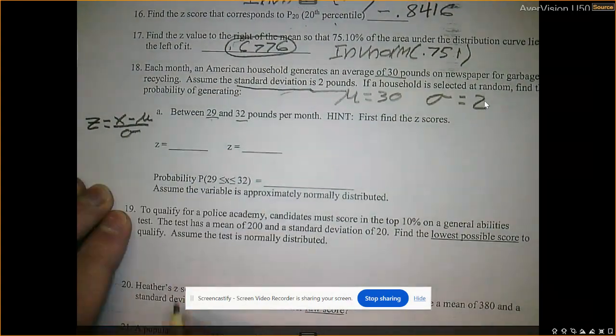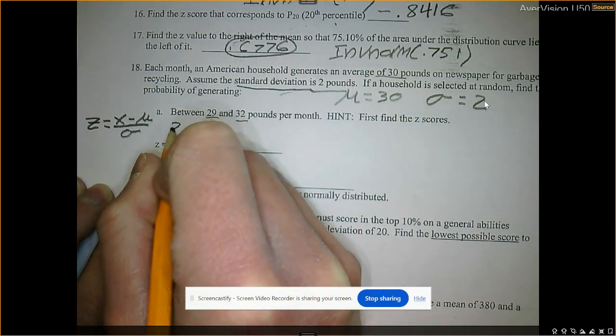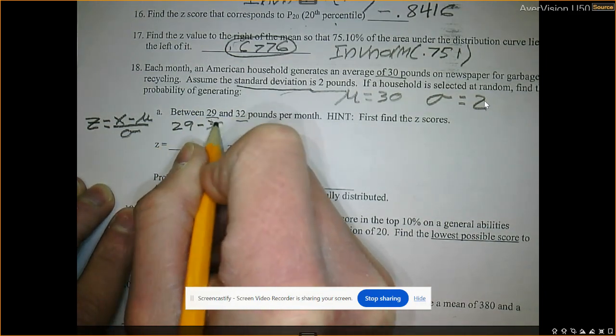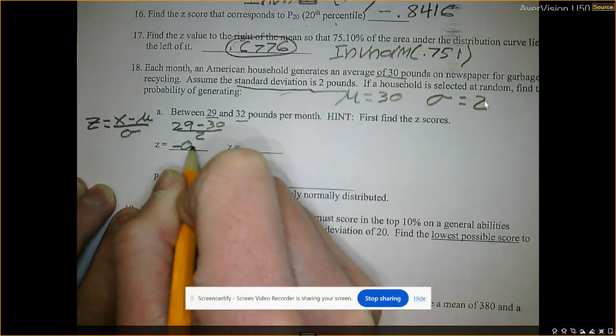Okay, so we are using this again. And first I'll do the 29, so that's going to be 29 minus 30 over 2. Okay, and when you do that, that's negative 0.5.